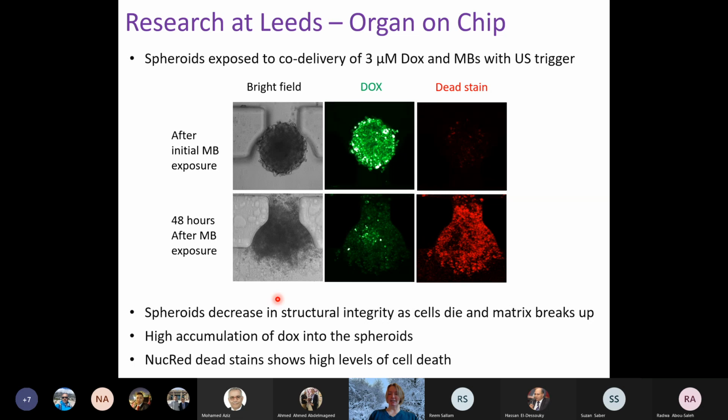So spheroids decrease in structural integrity. They have a high accumulation of DOX, and this red stain shows high levels of cell death after that exposure to microbubbles and DOX.